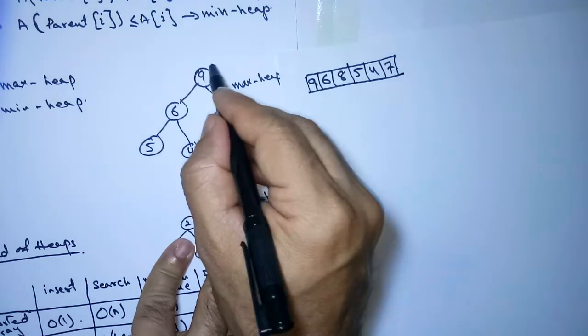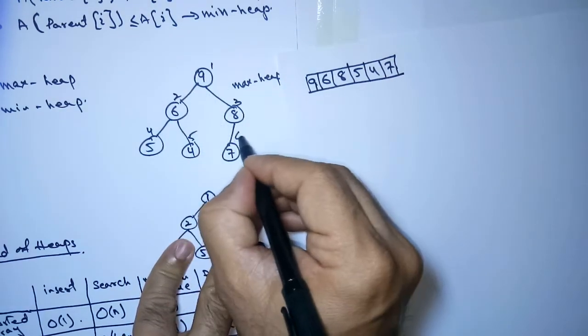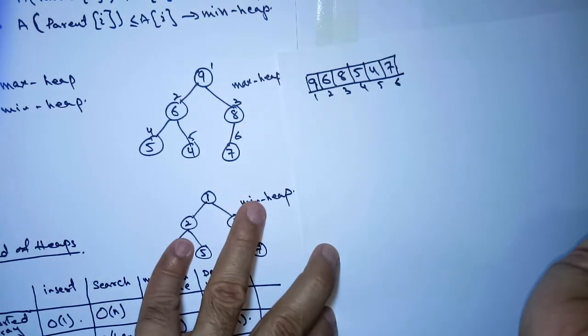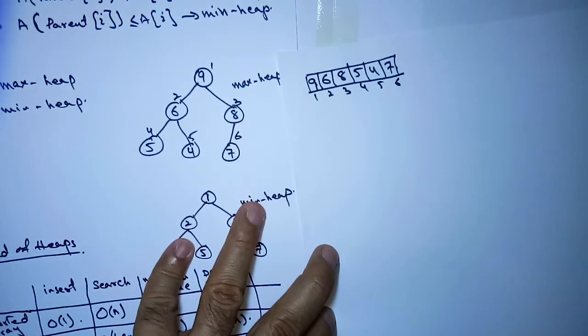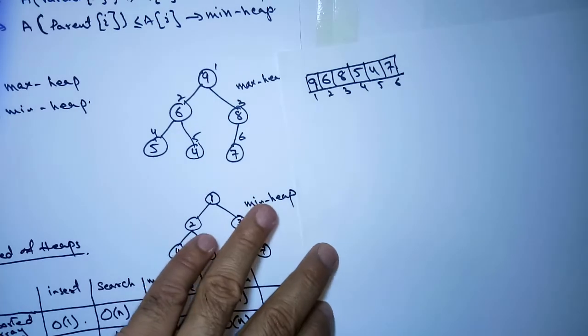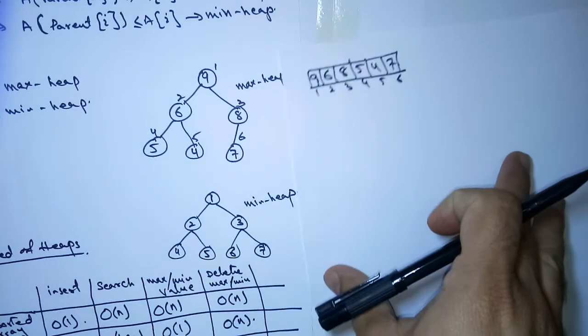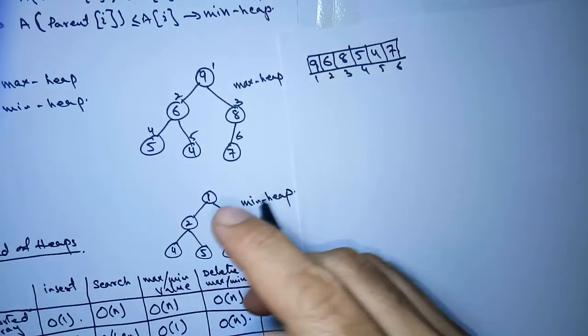So let's see, if this is index 1 2 3 4 5 6, 1 2 3 4 5 6, I'm using the index from 1 because it is easier to represent here, but we can use from 0 as well when we are going to implement it as a program. Okay, so what is the relationship between parent and child? How can we maintain the parent relationship?